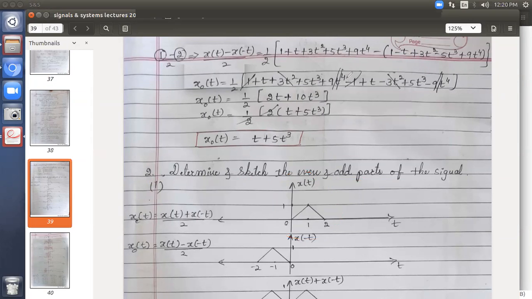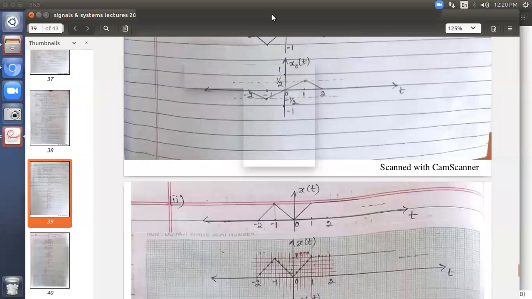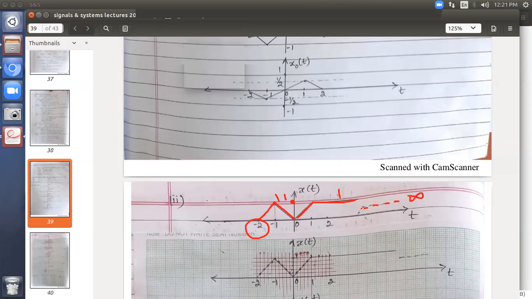Now let's go to the second problem. This is the second problem given. Observe the signal is from -2. It has a certain triangle here with maximum amplitude 1. Here please make it 1. Then one more slope here and constant amplitude 1, and it is an infinite signal. Dotted lines indicate it is extending up to infinity. This is the given signal x of t.